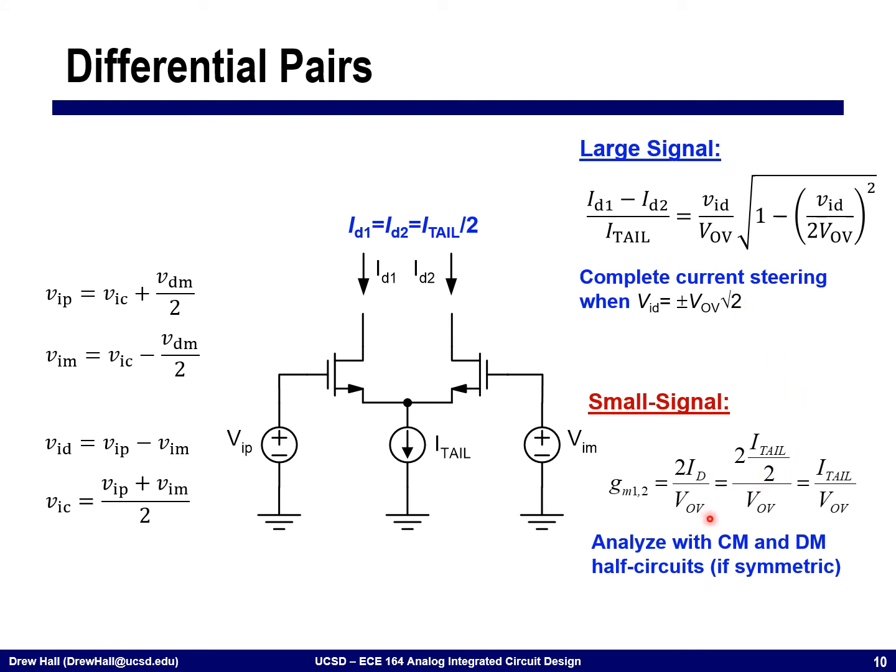From a small signal perspective, this essentially looks like a transconductance, a gm, where the gm is equal to 2ID divided by VOV, where ID in this case is half of the tail current. And so we get this final expression here that the transconductance is equal to I tail divided by VOV. As I mentioned earlier, if this circuit is symmetric, then we can analyze it with the half circuits, and we can find the common mode and the differential mode response separately, which usually dramatically simplifies the amount of effort that we need to put into analyzing this particular circuit.